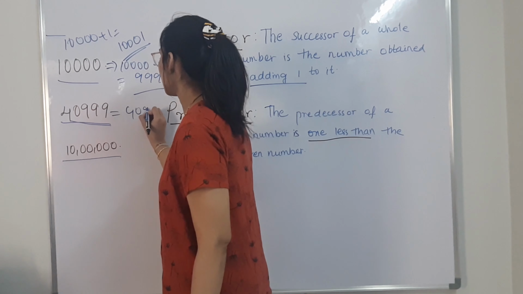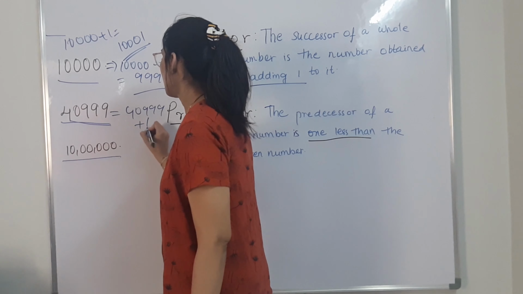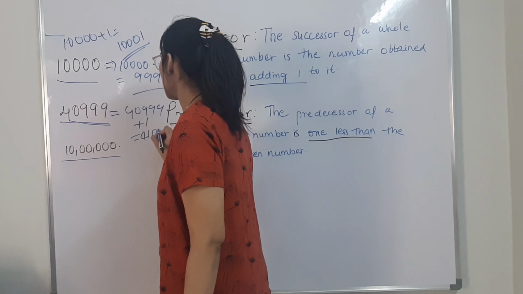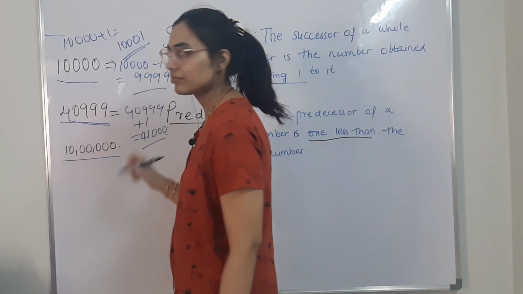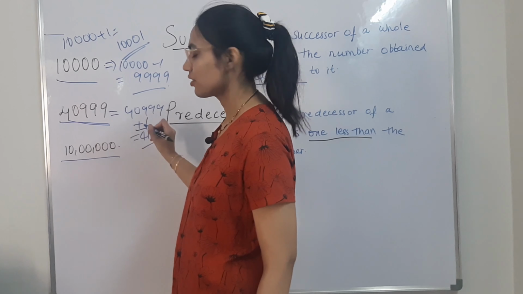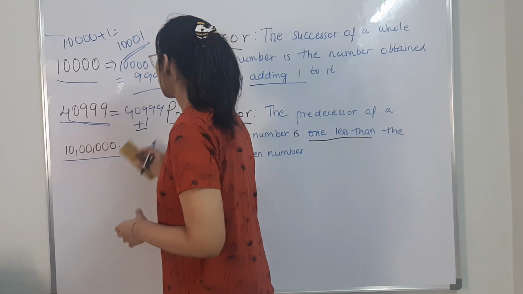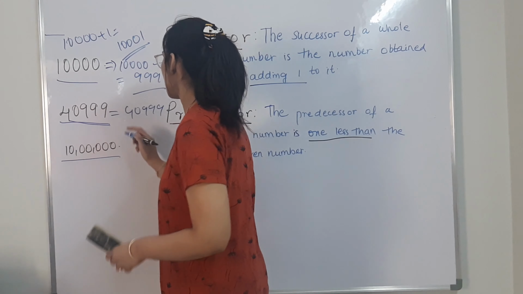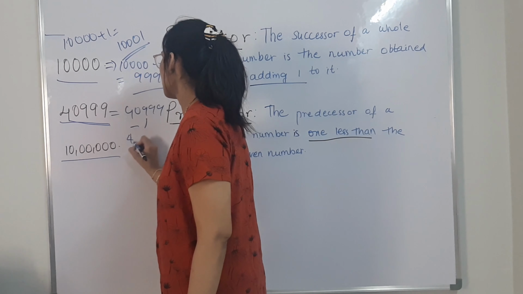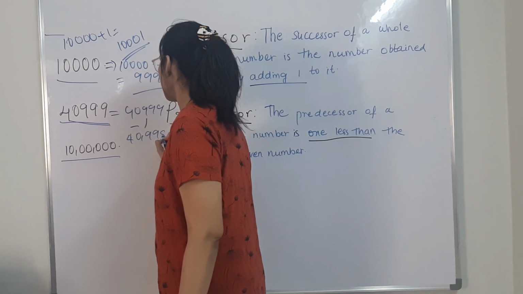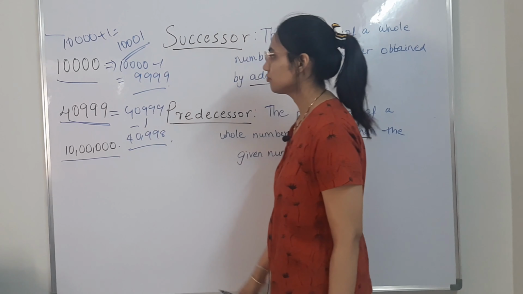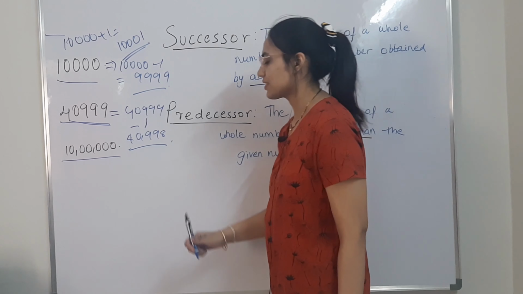Now let's see the predecessor and successor of 40,999. That is 40,999 plus 1, that is 41,000, right? This is the successor, sorry, not predecessor. Now what is the predecessor? You need to subtract 1: 40,999 minus 1, that is 40,998, right? This is the predecessor.